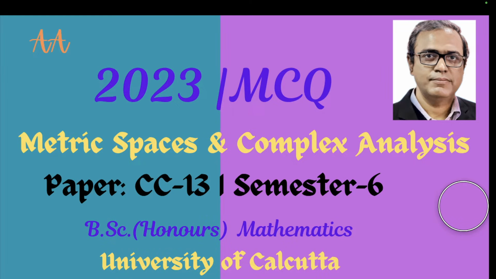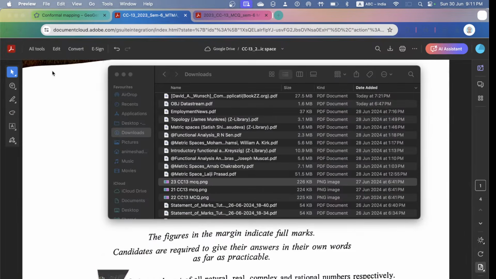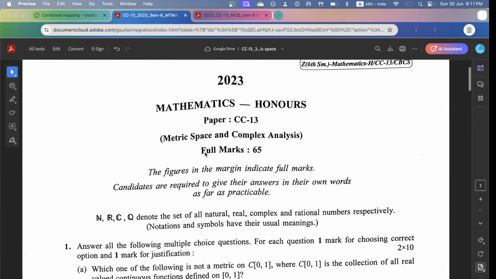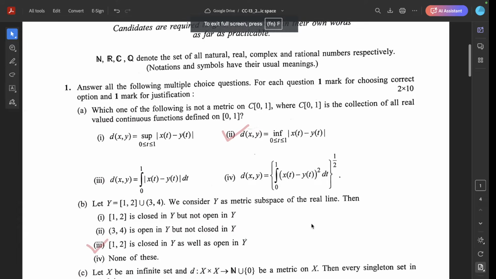Now we discuss the multiple choice questions of 2023, Metric Spaces and Complex Analysis, paper CC-13, semester 6, B.Sc. Honours in Mathematics, University of Calcutta. Question paper 23, CC-13, question 1a.